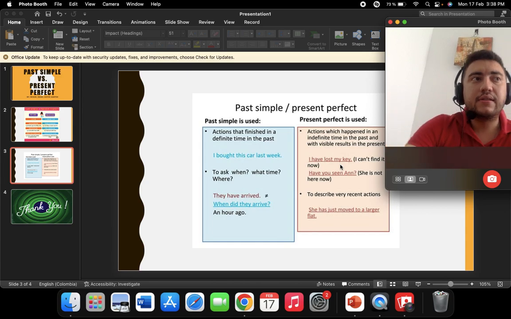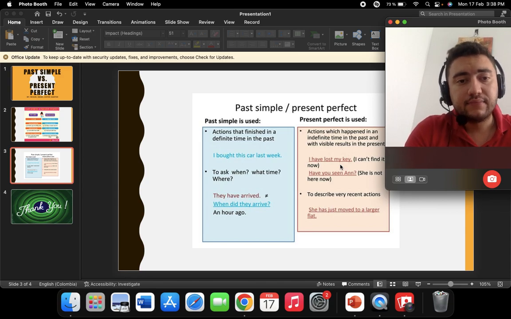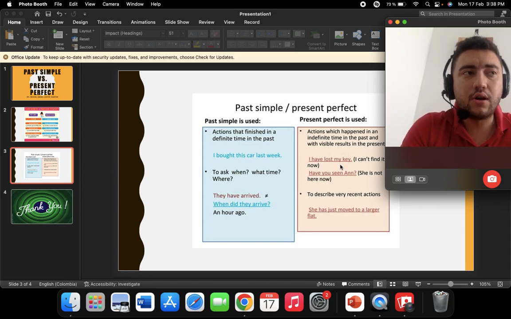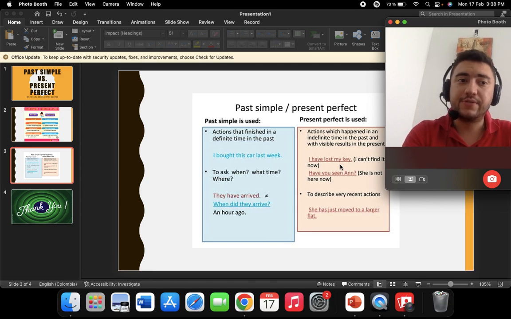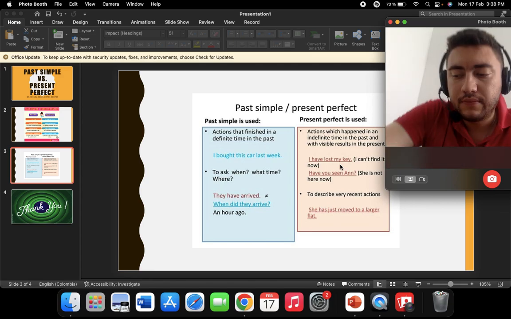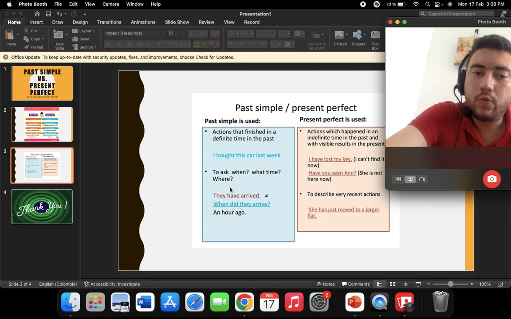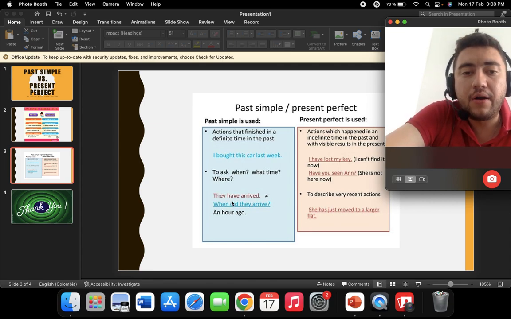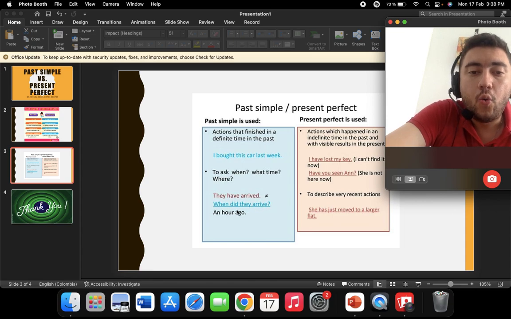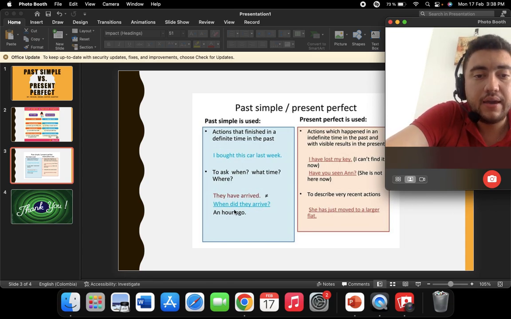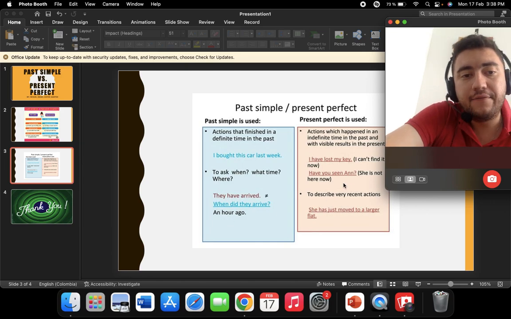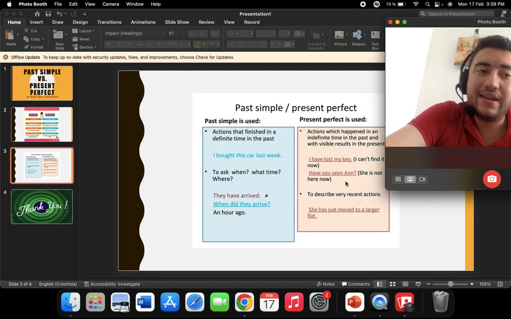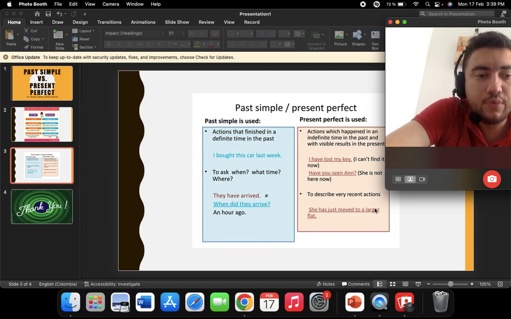I've lost my key. I'm not identifying when I lost it. I just said that I have lost my key. It's not relevant to use a time expression. But in this case, to ask when, what time, or where they have arrived, it's not similar to say, when did they arrive? An hour ago. Have you seen Anne? She's not here now. Okay, to describe very recent actions: She has just moved to a larger flat.